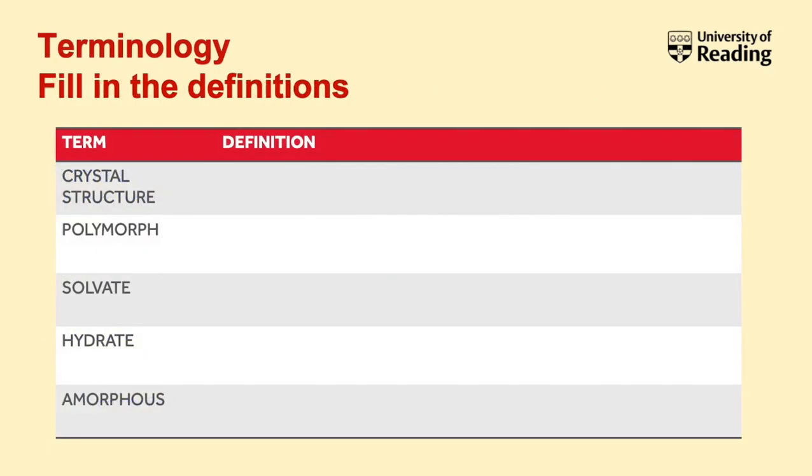So let's look at some of the terms that we've introduced here: crystal structure, polymorph, solvate, hydrate, amorphous. These are terms that you could add to your glossary. Think about what we said about those terms and provide your own definition. If you want to do that now, pause the video here to do it, and we'll continue to add terms to your glossary as we go.